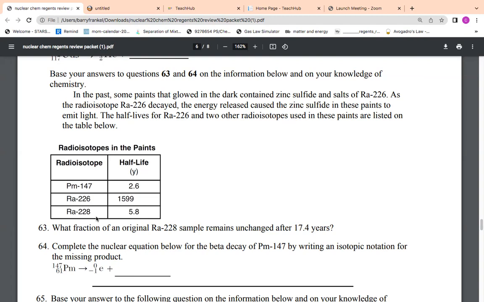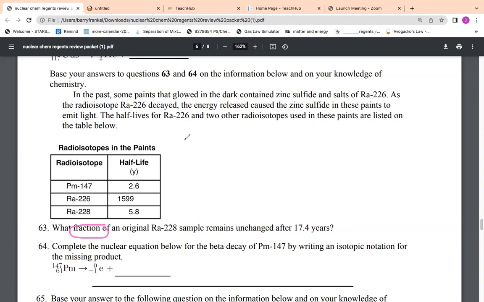Now, whenever you see a question about half-life and they use this word fraction, it doesn't matter how much you start with. No matter what amount of something you start with, and no matter what the isotope is, after one half-life you're going to have half of what you first had. After another half-life, you're going to have a quarter. And this is going to keep going on and on. So what I want to do is figure out how many half-life periods are happening.